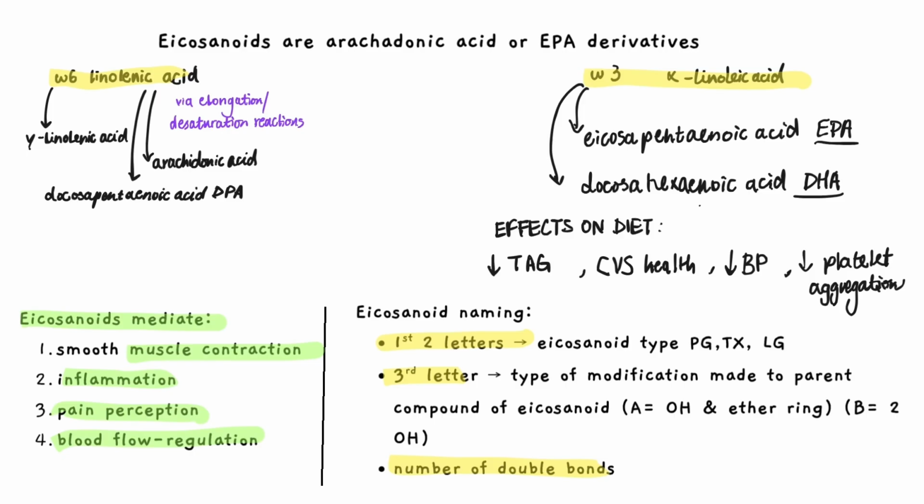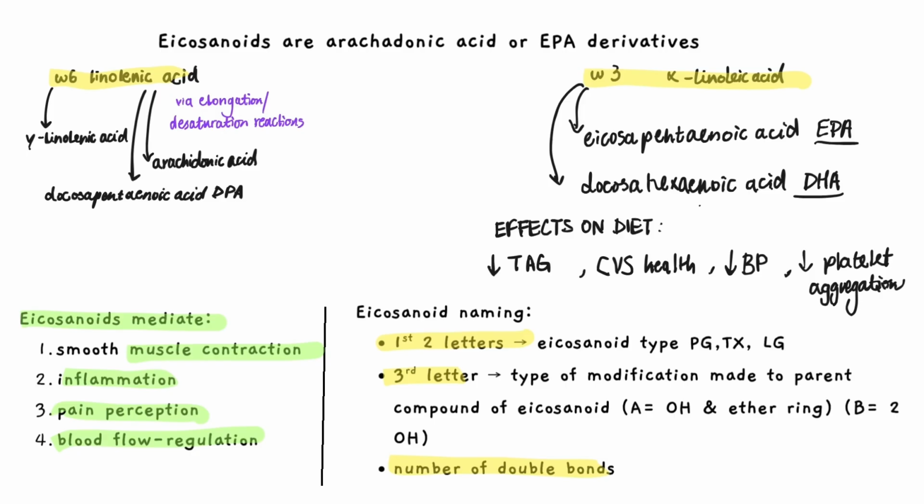Now the effects of omega-3 are a decrease in the triacylglycerols in the blood, a cardiovascular health boost, decrease in blood pressure, and decrease in platelet aggregation, which are all excellent and positive effects on the body. In general, eicosanoids are mediators of smooth muscle contraction, inflammation, blood flow regulation, and a lot of positive functions.